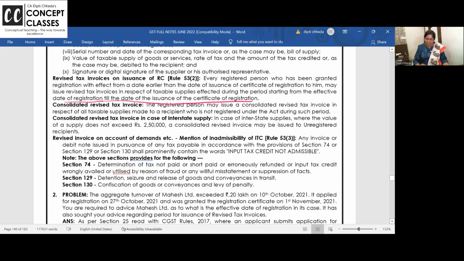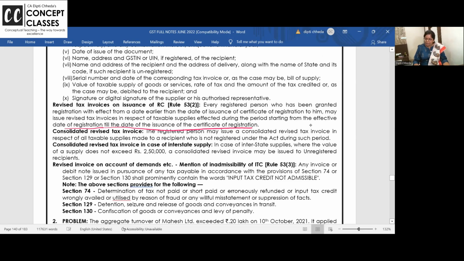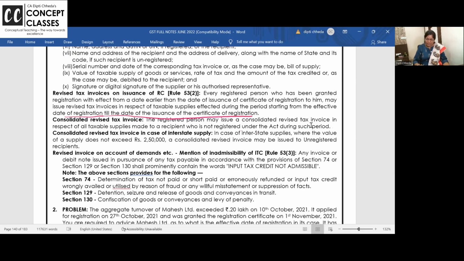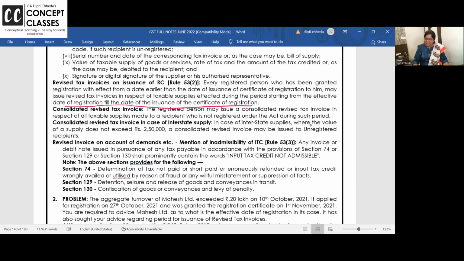And now, consolidated revised tax invoice. A registered person may issue a consolidated revised tax invoice in respect of all the taxable supplies made to a recipient who is not registered. The recipient is not registered, no? So forget about issuing individual tax invoices for that revised period. Issue a consolidated invoice. In case of interstate supply, where the value of supply does not exceed 2,50,000, a consolidated revised invoice may be issued to the unregistered recipient.